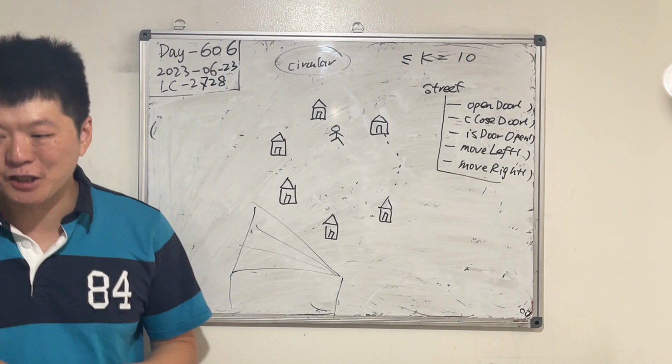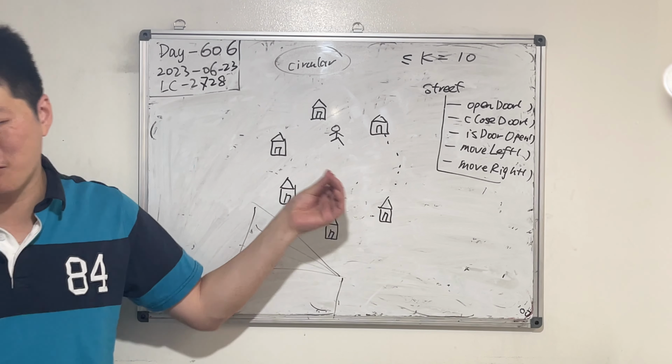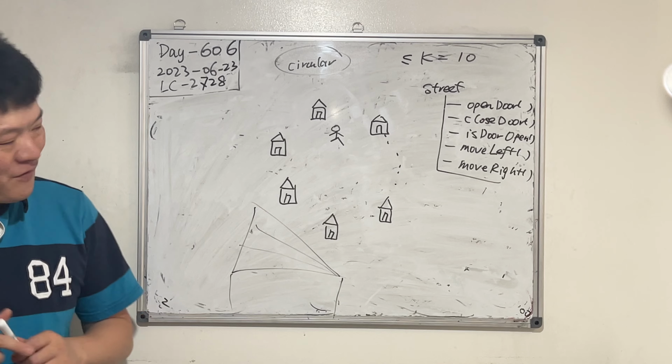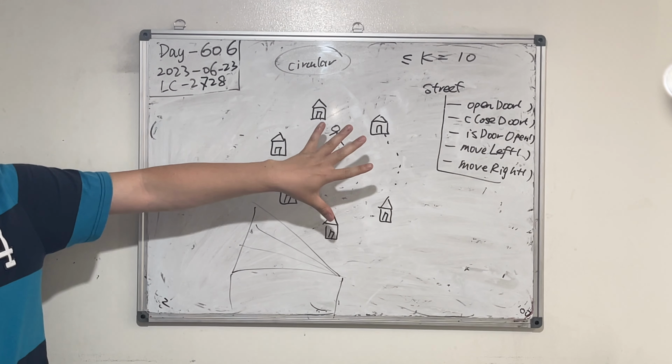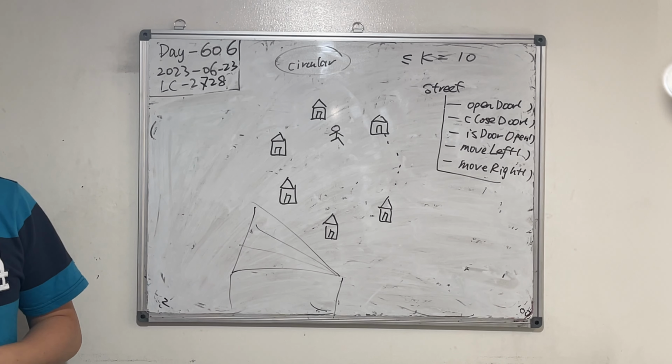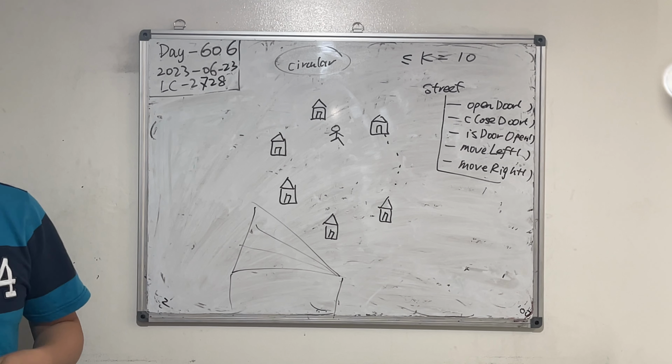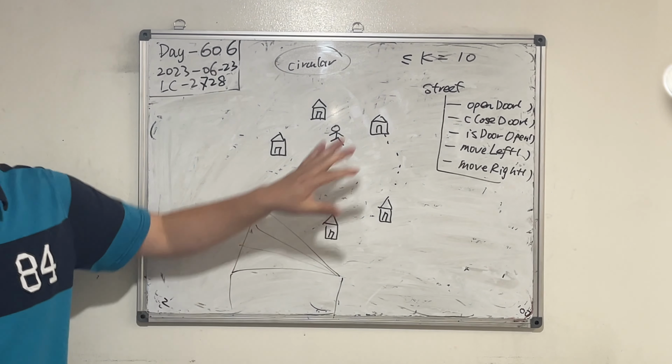So at the beginning, we need to do what? Because at the beginning, the doors could be open or could be closed. We definitely need to use the status of the doors. So the first thing is to close it. But how do we close all the doors here?